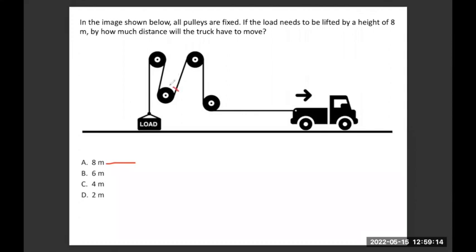Why? Because if you look closely at the diameters of the pulleys, they are not changing, they're the same. If there was some change in the diameter of the pulley, only then the distance of the truck might be less or more than 8 meters. Since all the pulleys are of the same diameter, however much the truck moves ahead in this direction is the height by which the load will move upward. So if the truck moves by 8 meters, only then the load will reach a height of 8 meters.